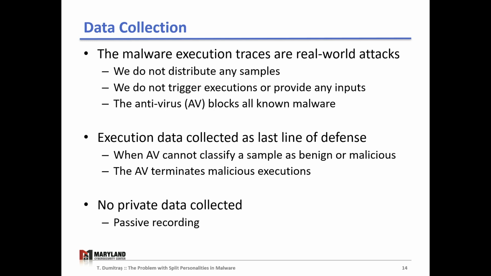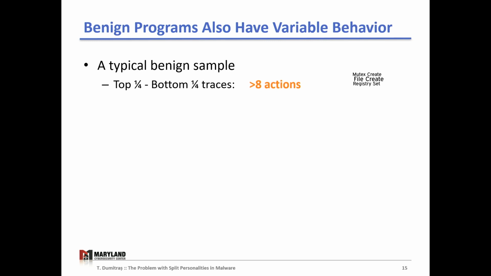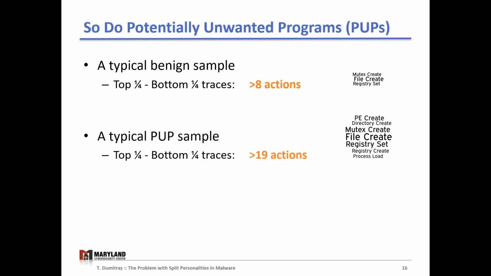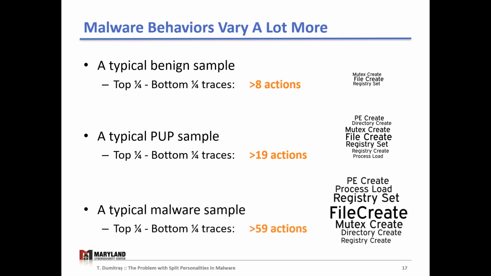So the first finding that I want to tell you about is that benign programs also have variable behavior. If you look at a typical benign sample, and you look at the difference between the longest 25% traces and the shortest 25% traces, this difference is 8 or more actions. Now, potentially unwanted programs have more variability. In this case, the difference is 19 actions. But malware samples have a lot more variability. Here, the difference is 59 actions.